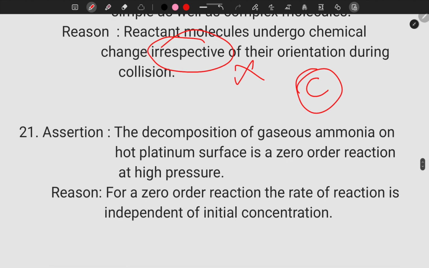Then next question, the decomposition of gaseous ammonia on hot platinum surface is a zero order reaction at high pressure. That statement is correct statement. For zero order reaction, the rate of reaction is independent of initial concentration. That's also correct. But reason is not the correct explanation of assertion. We know at high pressure, the metal surface gets saturated with a gas molecule. So a further change in reaction condition is unable to alter the amount of ammonia on the surface of catalyst. So that's why rate of reaction is independent of concentration. So assertion and reason both are correct statements, but reason is not the correct explanation of assertion. So our option is option B.